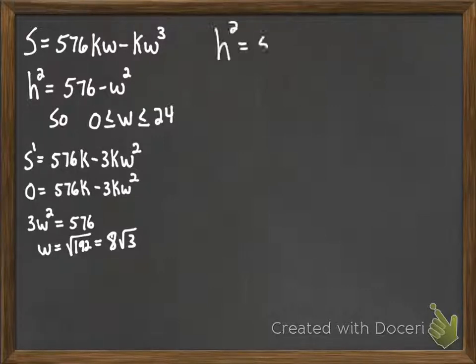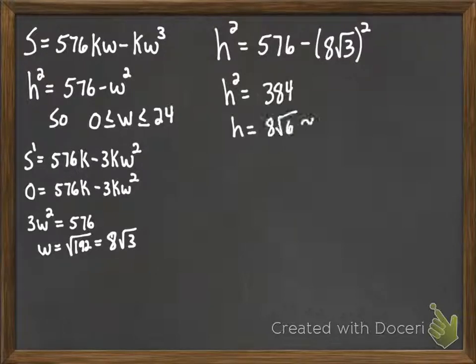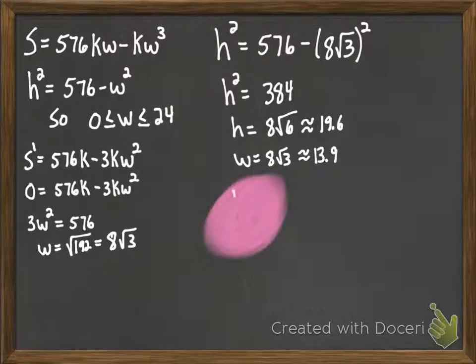Well, once we know W, we can go back to our relationship to find H. H squared is 576 minus 8 square roots of 3, squared. Simplify, we get that H squared is 384. H is 8 square roots of 6, which is about 19.6. If you need to at any time, please pause to catch up. W is roughly 13.9. So the dimensions we need to get the strongest beam will be roughly 19.6 by 13.9.